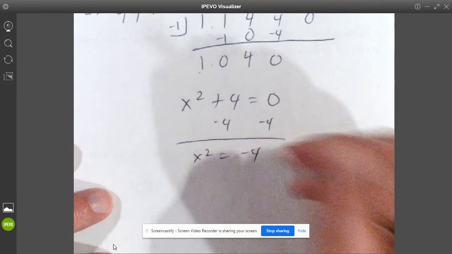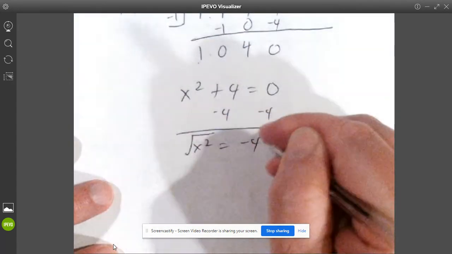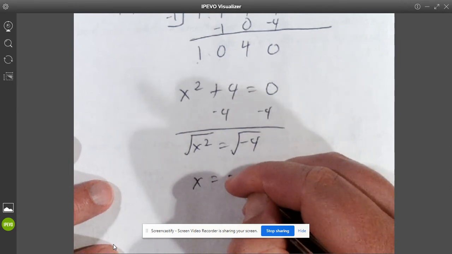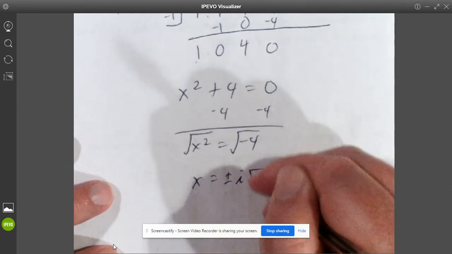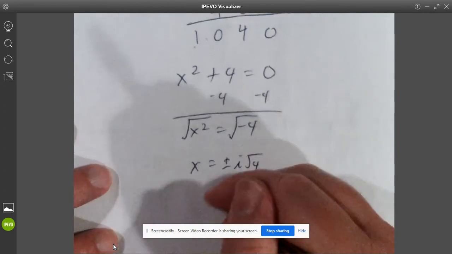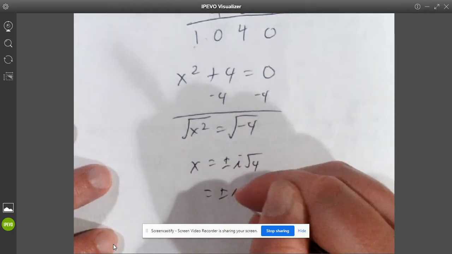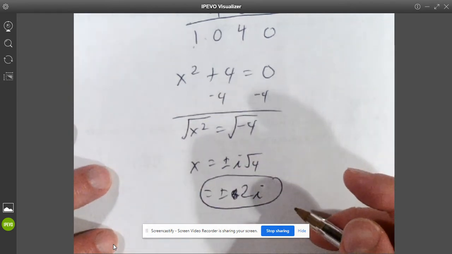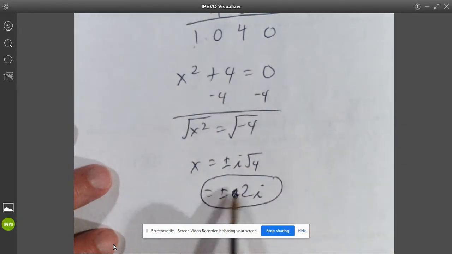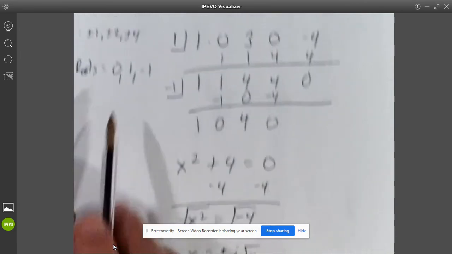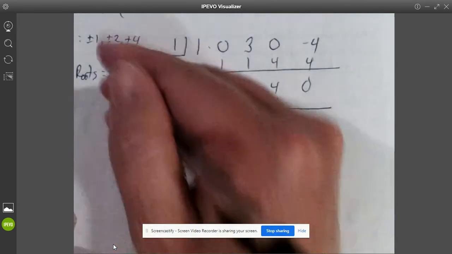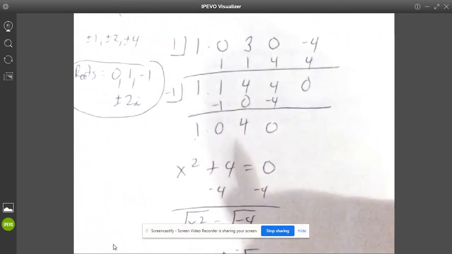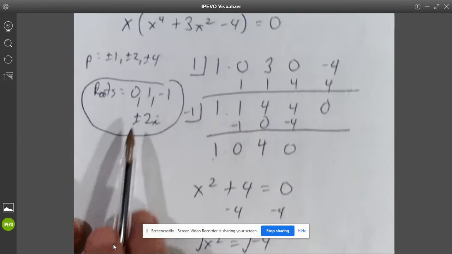So I get x squared equals -4. I do the square root of both sides, so that's going to be plus or minus i times the square root of 4. And the square root of 4 we can simplify to 2. So my other two roots are plus or minus 2i. So my 5 roots are positive 2i, negative 2i, 0, 1, and -1. Again, the fundamental theorem of algebra says we should expect 5, and there they are.